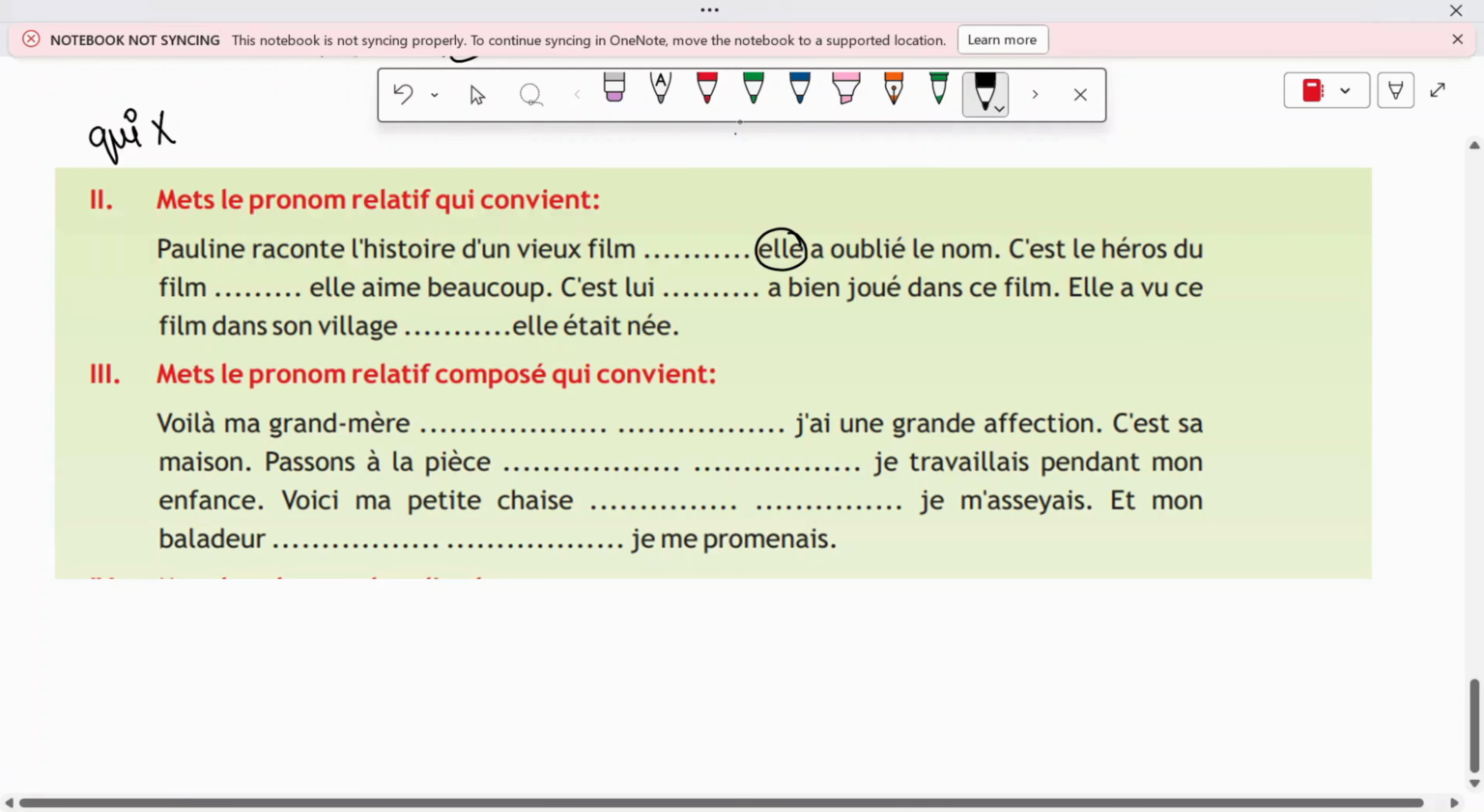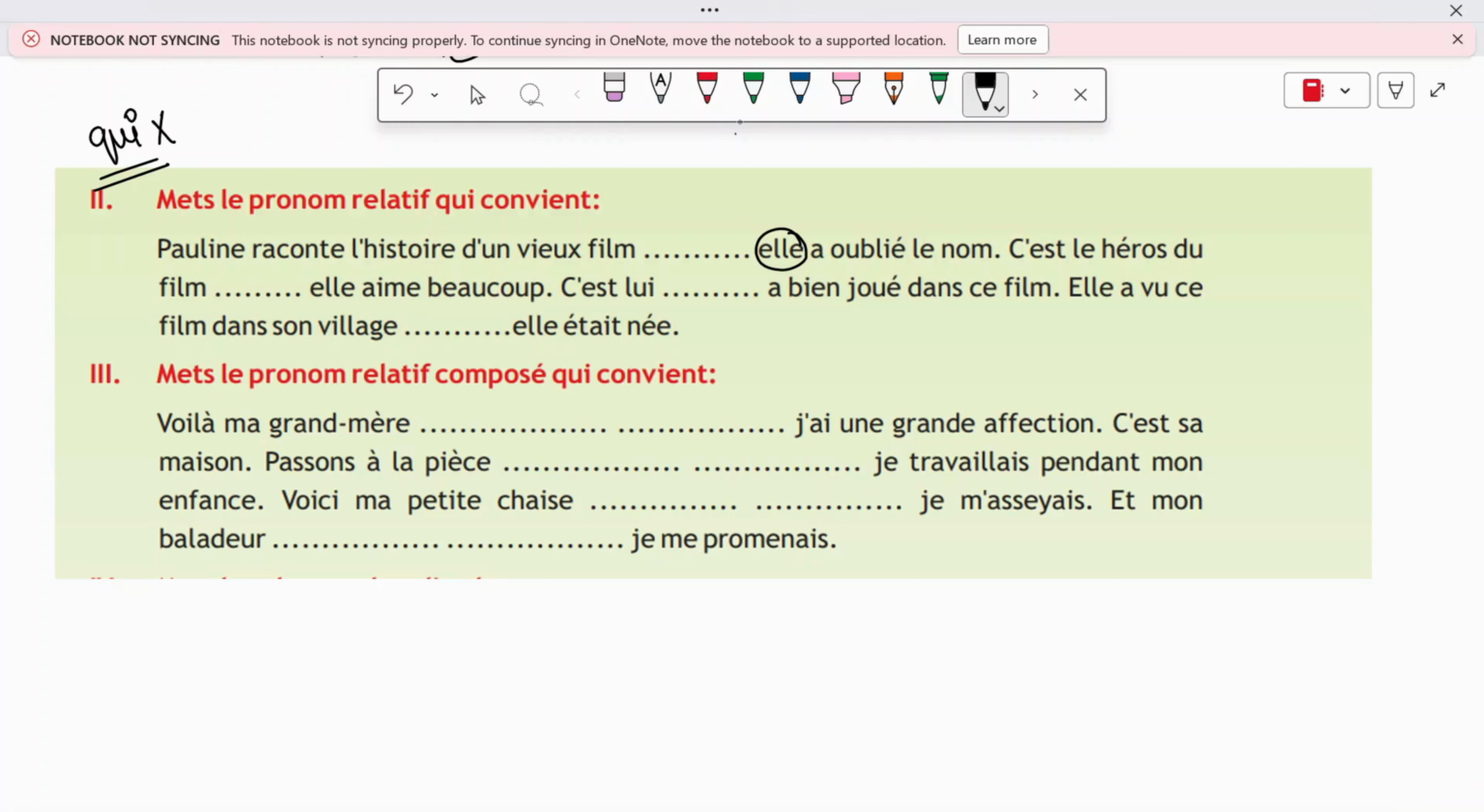Dash elle a oublié. Now, since after the blank, you already have a subject, qui is out of the cards because qui replaces a subject. So qui is definitely not going to be there. Now, coming to the rest of the options, let's see what we can actually put here. Okay, so Pauline raconte l'histoire de vieux film. Elle a oublié. She had forgotten the name. So it should be she had forgotten the name of the old film. If you're able to actually fill these blanks, try to read the statement. There's definitely a gap here.